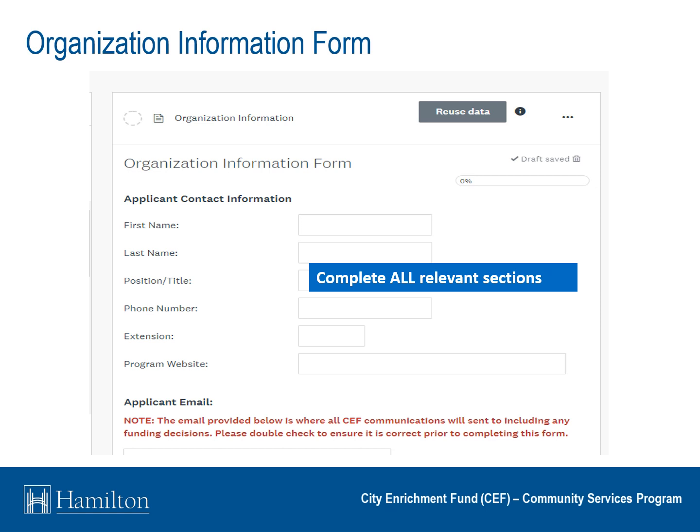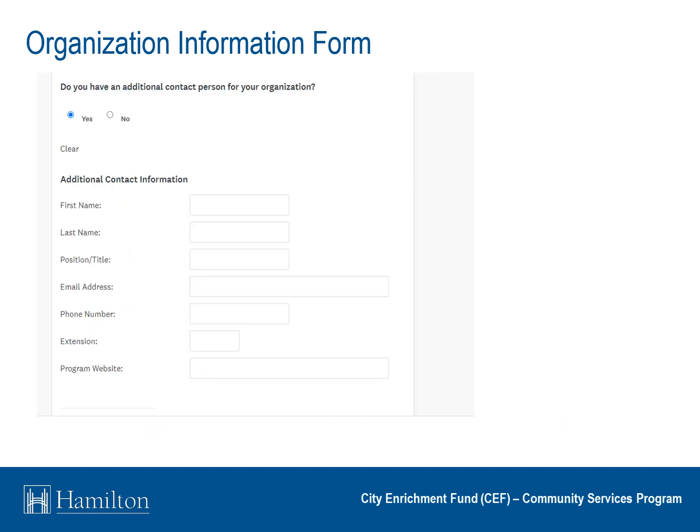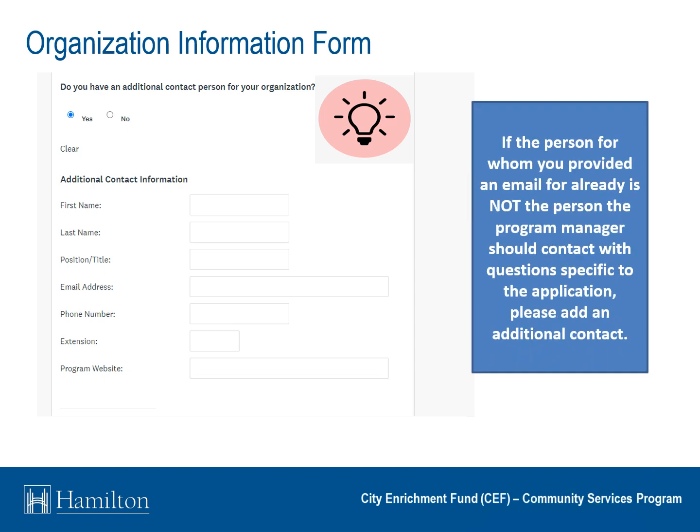This section on the Organization Information Form collects some basic demographic data on you as the applicant. Please complete all of the section. Just as another tip, if the person that you identified on the previous slide as an email is not the person who the program manager should contact if they have questions specific just to the application, you may wish to consider adding an additional contact person for your organization. If you would like to add an additional contact person, please do so here so that questions can be quickly answered from the program manager.